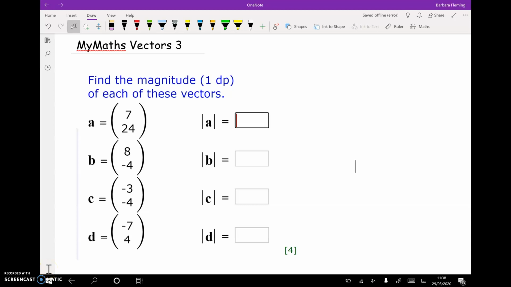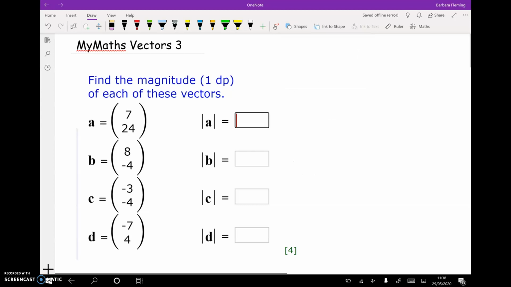In this video, we're going to look at the MyMaths Vectors 3 homework. So we're finding the magnitude, which is another word for length, and we're going for one decimal place, so that's telling me that we can use a calculator for each of these vectors. So I'll draw a rough sketch for the first one, but then just look at the process for the rest of them.